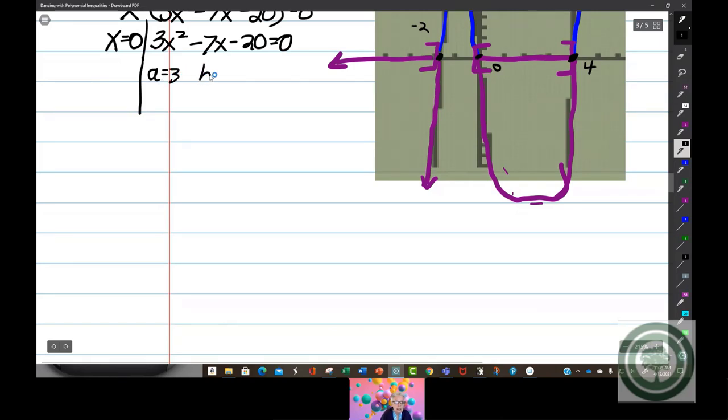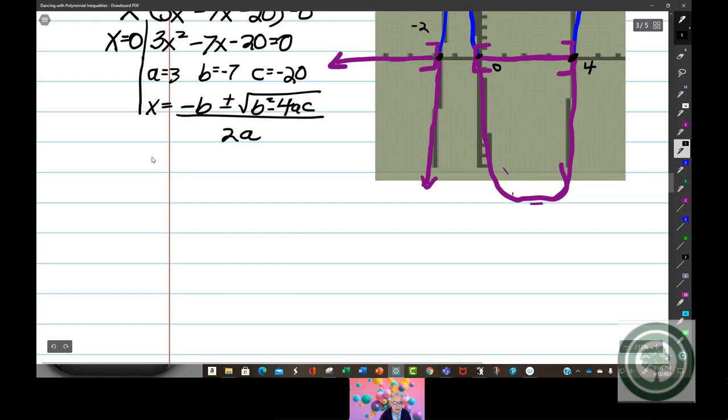So A equals 3, B equals negative 7, and C equals negative 20, and X equals negative B plus or minus the square root of B squared minus 4AC all over 2A. So X equals negative 7 plus or minus the square root of parentheses negative 7 squared minus 4 times 3 times negative 20, all over 2 times 3.